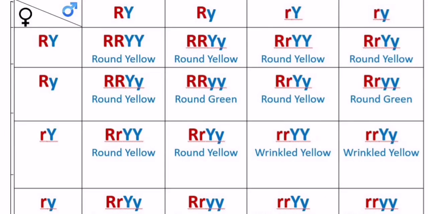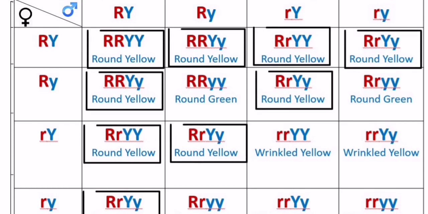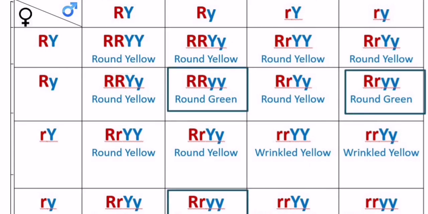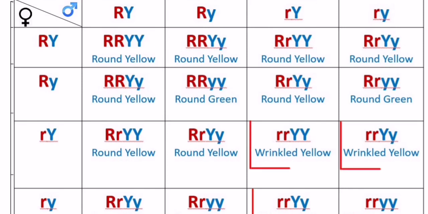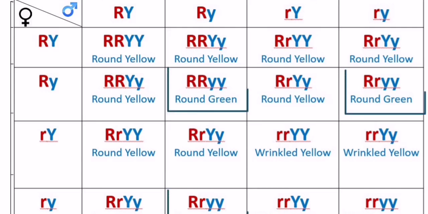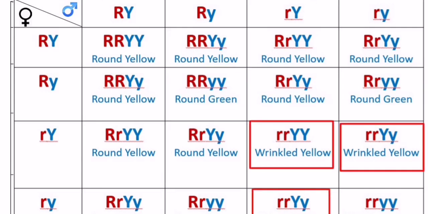So you will get this result. There are 16 combinations. You can see round yellow, total there are 9. Then round green, there are 3. Wrinkled yellow are 3. Wrinkled green is 1. The phenotypic ratio is 9:3:3:1.